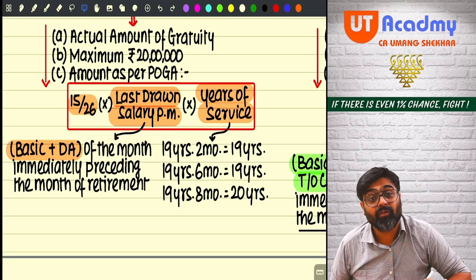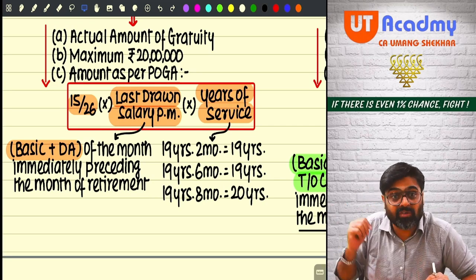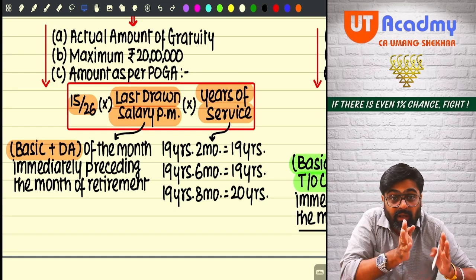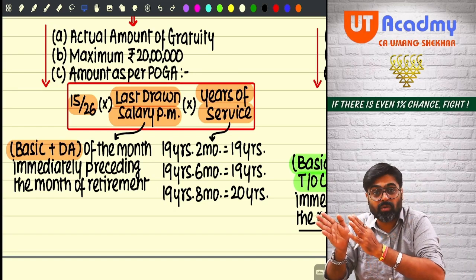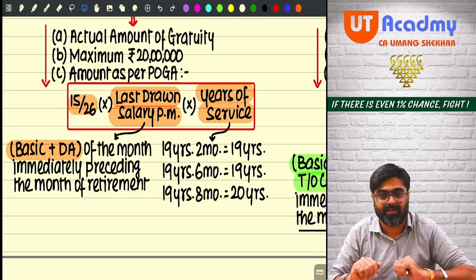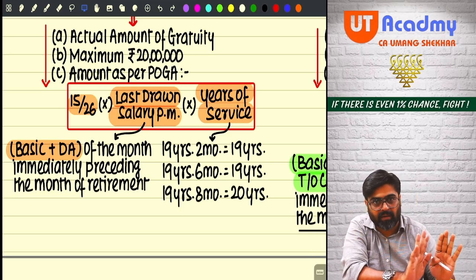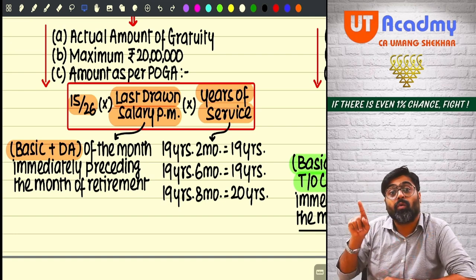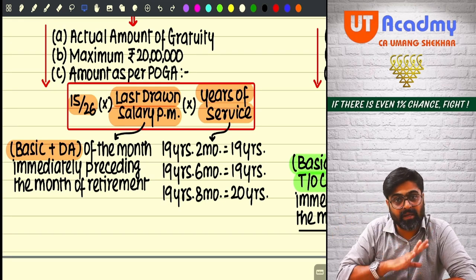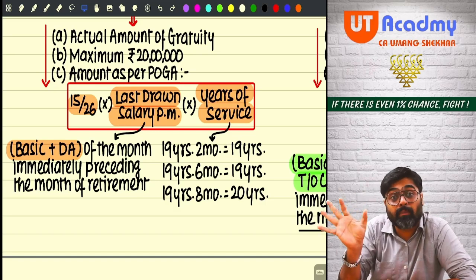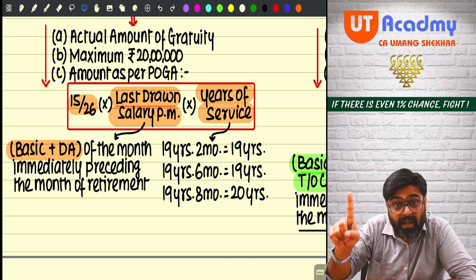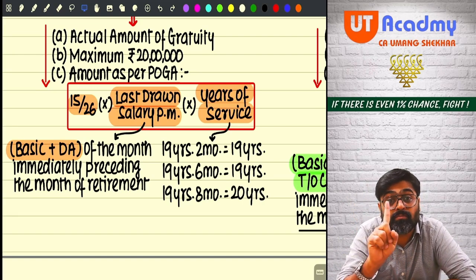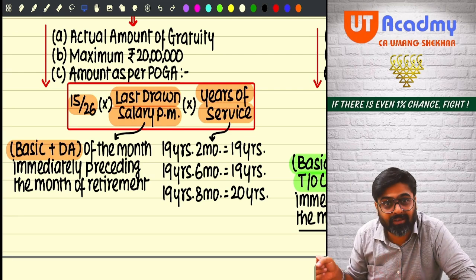Now which salary? Half month which salary? Last drawn salary. So POGA says whatever salary this employee has received immediately prior to the month of his retirement. So forget the month of retirement. Prior to that, whatever month was there. If you are retiring in December, forget about December, take November. In the November month, whatever salary this employee was receiving, salary means basic and DA. That is what POGA says.